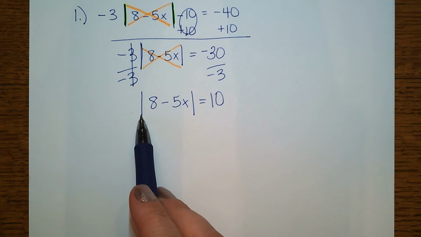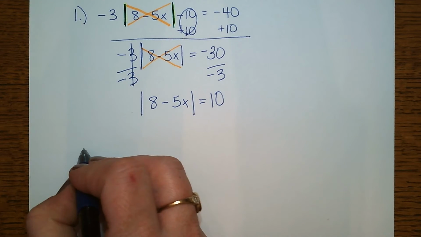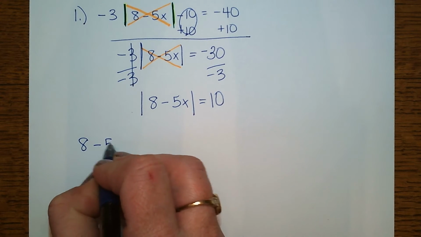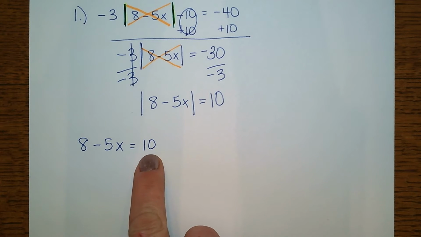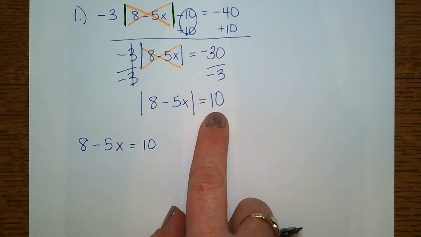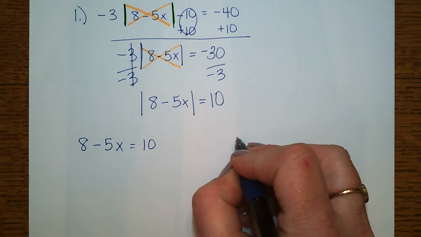My first equation, you're always just going to take away those bars. Just rewrite this equation without the absolute value bars. Your second equation is going to be to make this 10, the number that it's equal to, a negative.